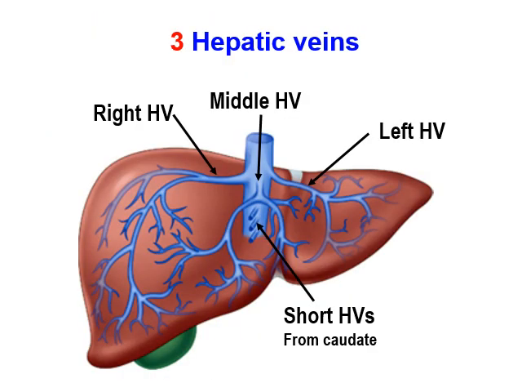There are three main hepatic veins: the right hepatic vein, middle hepatic vein, and left hepatic vein. They drain into the inferior vena cava. Sometimes the left hepatic vein and the middle hepatic vein join together to form a common trunk. There are also short hepatic veins from the caudate lobe that open directly into the inferior vena cava.